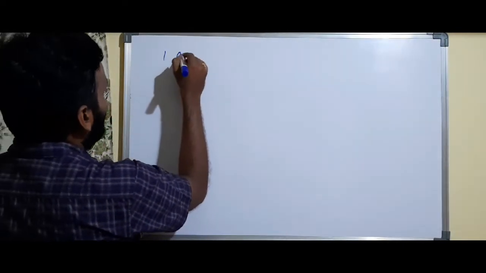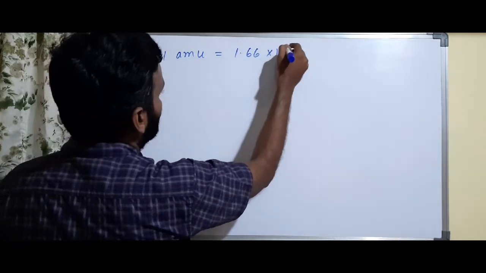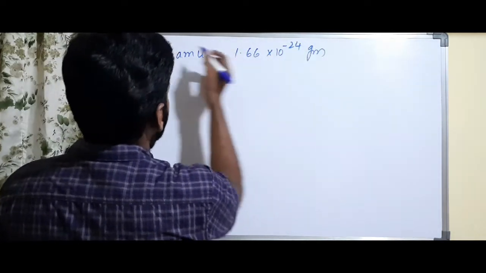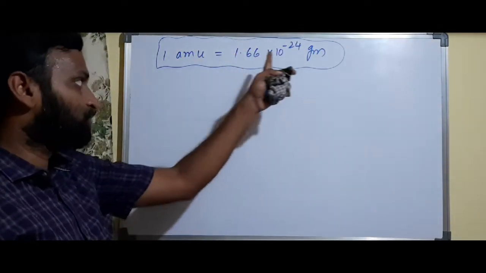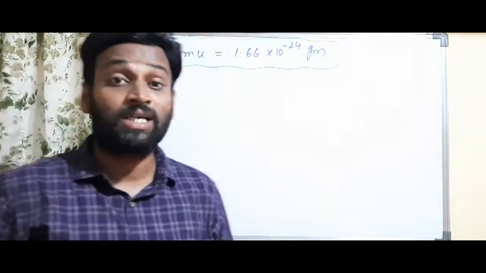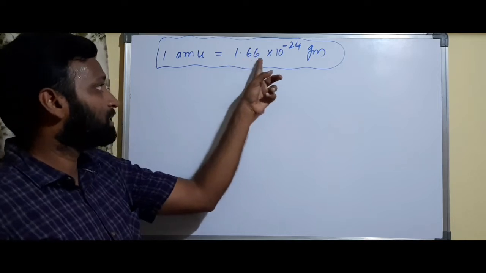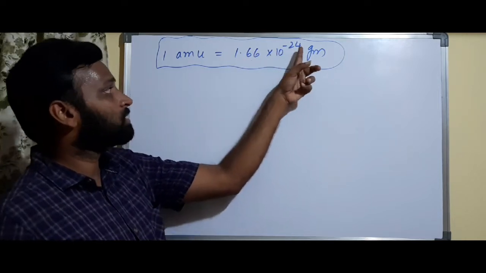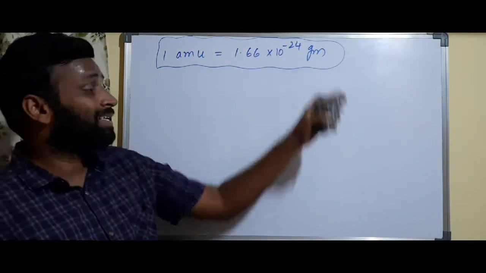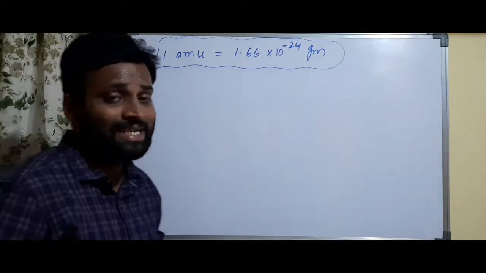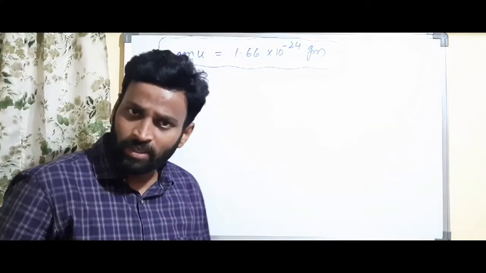See, 1 AMU is equal to 1.66 into 10 power minus 24 grams. To find gram atomic weight or gram molecular weight, this is very important: you must convert AMU into grams. So 1 AMU is equal to 1.66 into 10 power minus 24 grams. This is the AMU conversion into grams. In kg, 10 power minus 27 will come, because the exponent is negative. Getting what I'm saying?